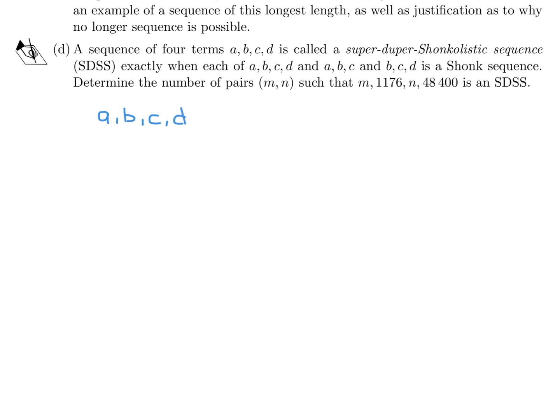Okay. All right. So this is what they've given us. That basically means that M times 1176 times N times 4840 is some perfect square, and I'll call that K squared. And then the first 3 also are going to combine to give a perfect square. We'll just call that Q squared. And then the last 3 combine to also give a perfect square.